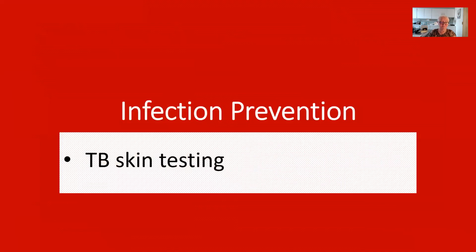TB skin testing. There's been a little bit of a change in the way we do TB skin testing now. We do a 2-step method. I will do a TB skin test, and in 48 to 72 hours, I will check it. And if it's negative, I will give you another one a week after I read that one. The first one will tell me if you've been around anyone recently who's had TB. The second one will tell me if you've ever been around someone who has TB.